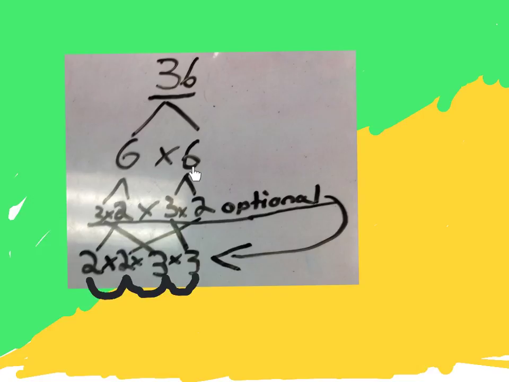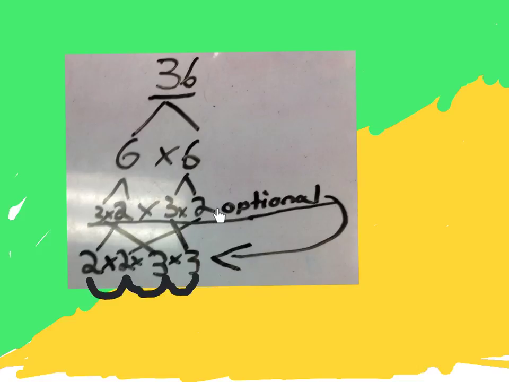But since we have 6 times 6 here, you can make each 6 into 3 times 2. So we have 3 times 2 times 3 times 2. And then we're good there, because these are all prime numbers. We can't multiply them by anything, nothing can make them.